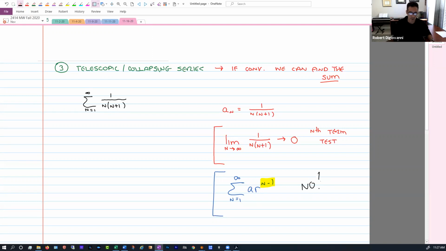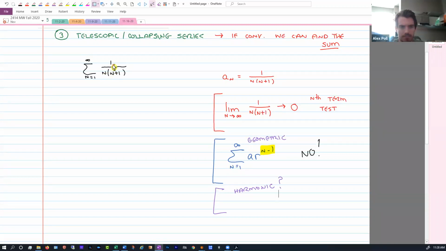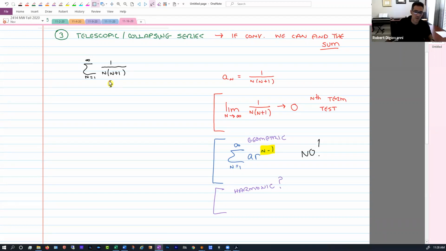So what's the next thing we've learned about? We just did. Harmonic, right? So this was geometric. Okay, is it harmonic? Is this harmonic? Do you have a constant over a linear expression? Well, if you multiplied out the bottom, it would be quadratic, wouldn't it? So this is a constant over a quadratic. So this is not harmonic. Okay. So that means we're at a dead end.